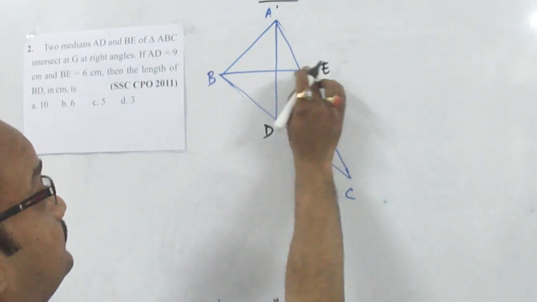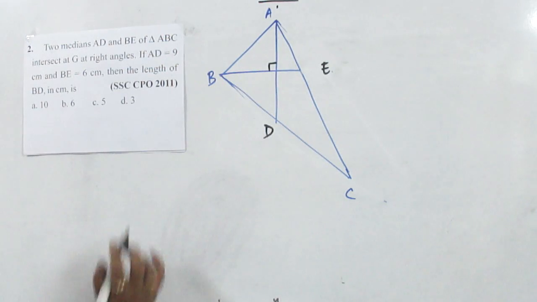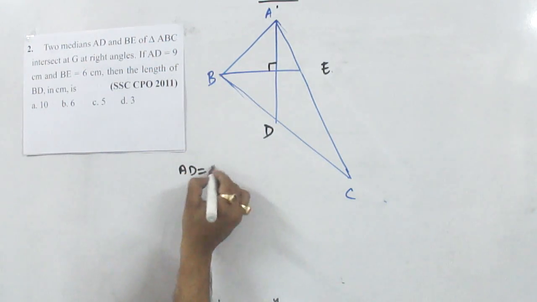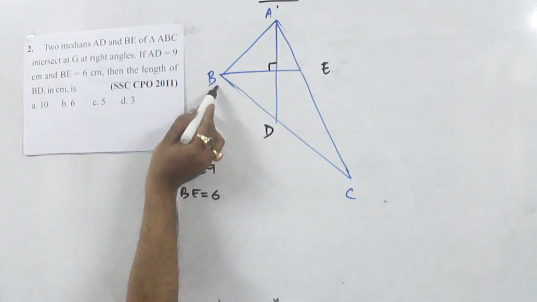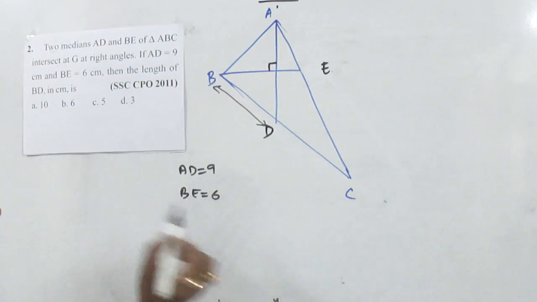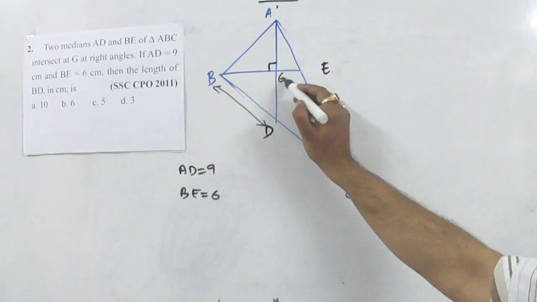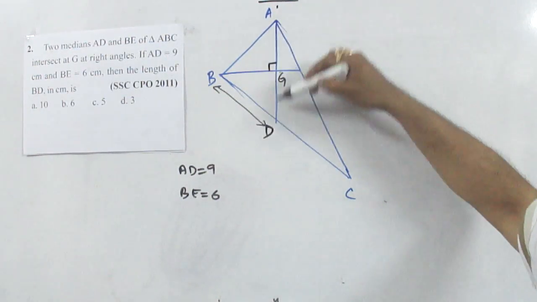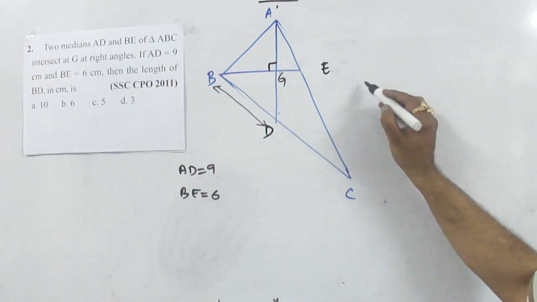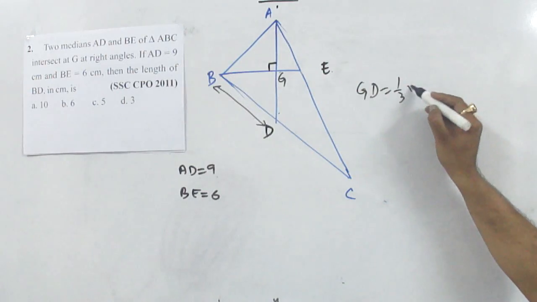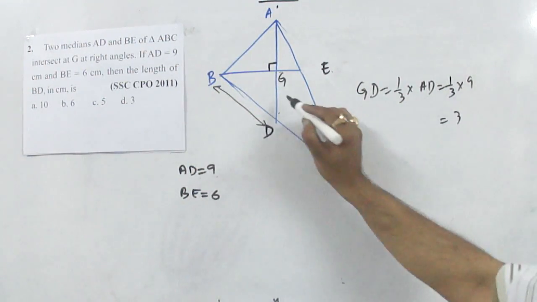BE. Now, it is given that they intersect at 90 degrees, and also given that AD is 9 and BE is 6. We have to calculate BD. We have discussed that this is G and it divides each median in the ratio 2:1. Now AD is 9, so GD would be 1 by 3 of AD, 1 by 3 of 9, or 3. This side is 3.